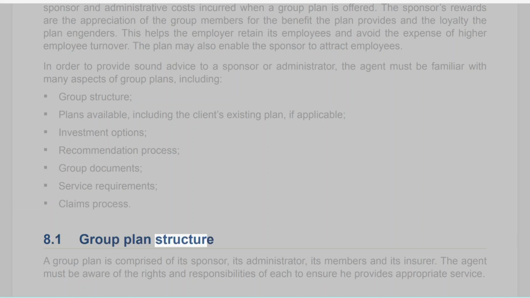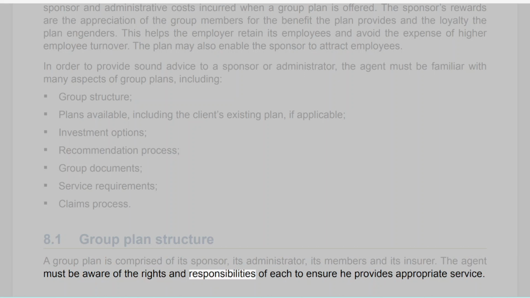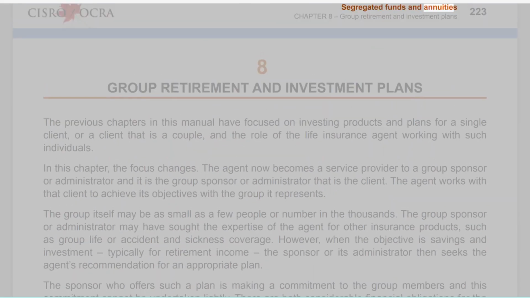8.1 Group plan structure. A group plan is comprised of its sponsor, its administrator, its members, and its insurer. The agent must be aware of the rights and responsibilities of each to ensure he provides appropriate service.